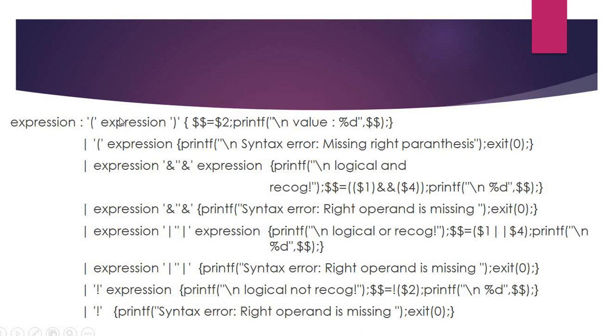Then if expression produces parenthesized expression, we need to print the child expression value here. The parenthesis we need to recognize, so we have to enclose it within single quotes. This is the parent expression, this is the child expression. The child expression value will be assigned to the parent expression. This is $1, this is $2, and the close parenthesis value will be in $3. So the $2 value will be copied to $$. This $$ will hold the value of the parent, and if you want to print, just give $$ in the printf statement.